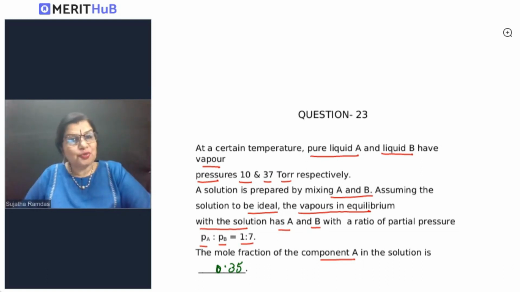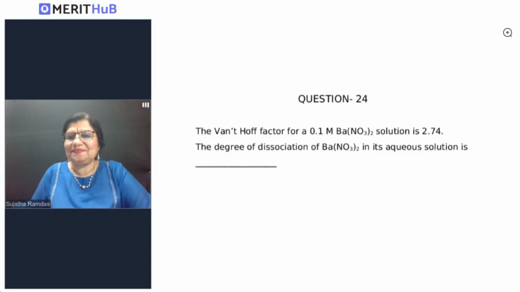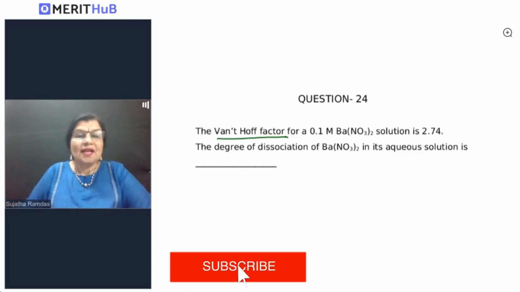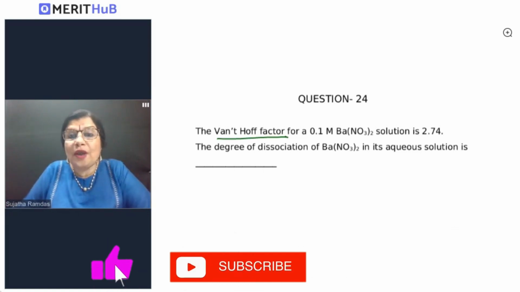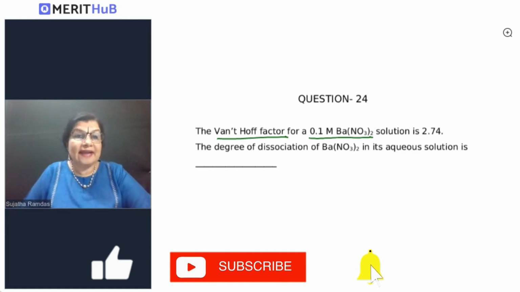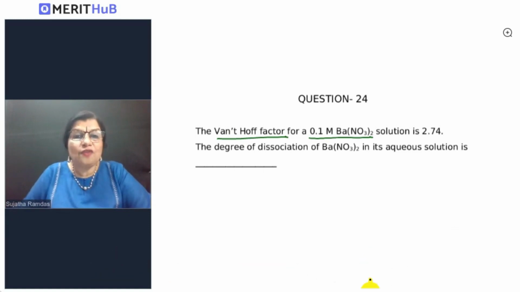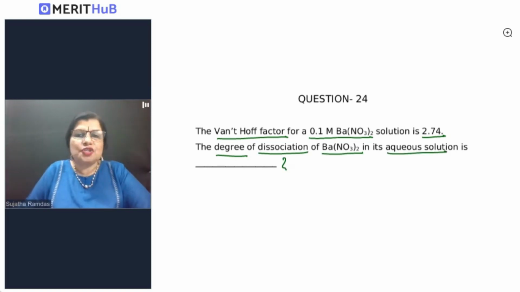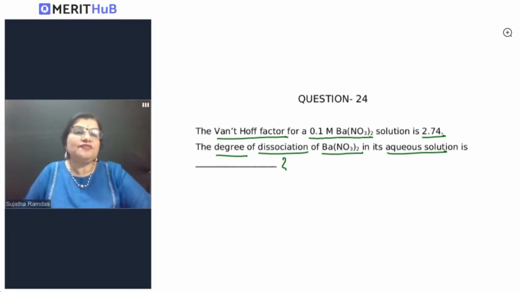Now let's move on to the next question. The next question is on Van Hoff factor. You've been provided with a 0.1 molar barium nitrate solution, and the Van Hoff factor is found to be 2.74 for that solution. The degree of dissociation of barium nitrate in its aqueous solution is. So you need to calculate the degree of dissociation.